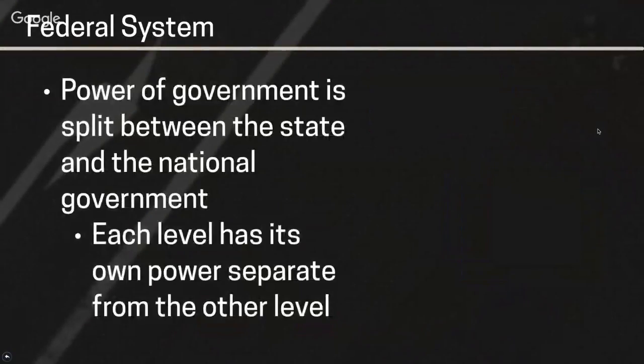All right? Here we have the federal system. The power of government is split between the state and the national government. Each level has its own power separate from the other level. All right? So in this case, both groups have certain powers that the other group does not have. Can anybody think of countries that are examples of a federal system?